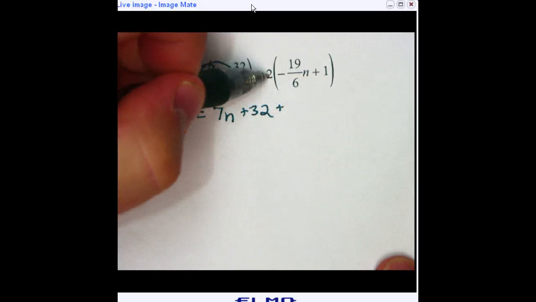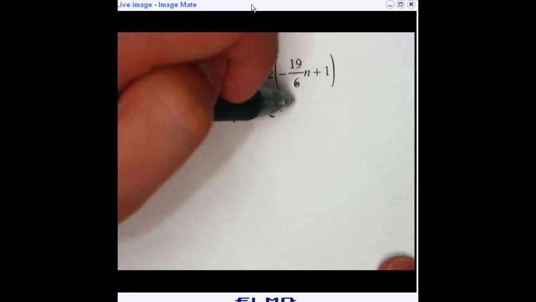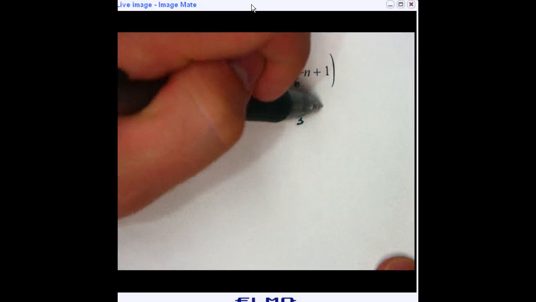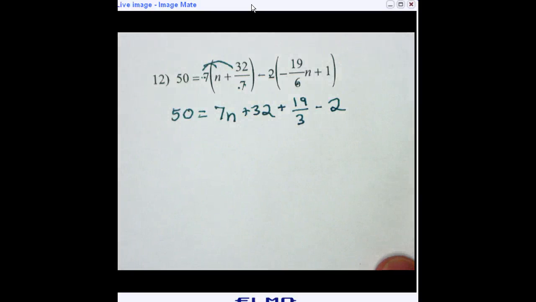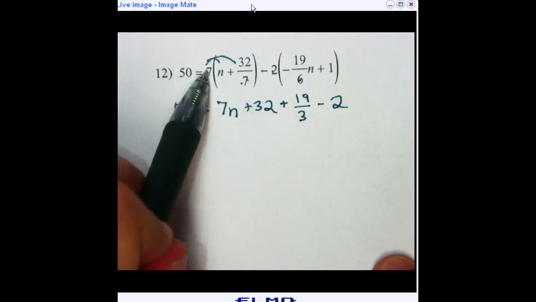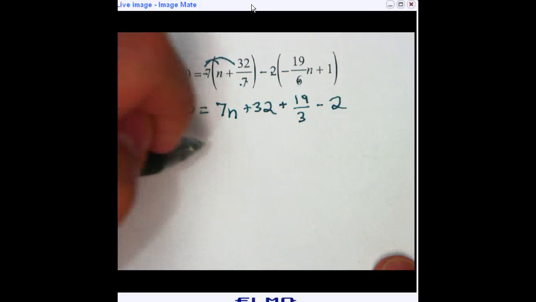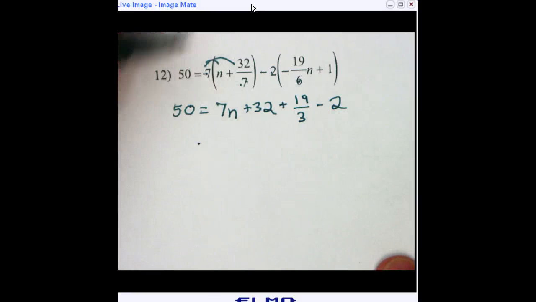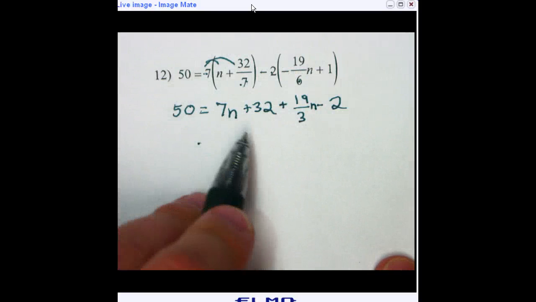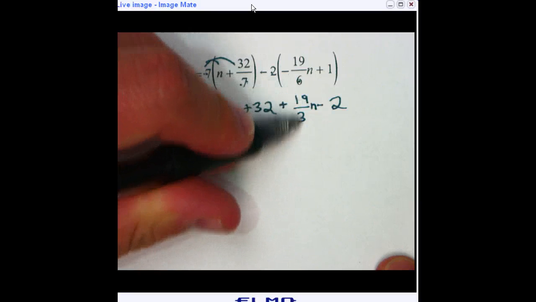Positive. 2 goes into 6 3 times, so that's going to be 19 over 3 minus 2. So even though we had a lot of fractions, that wasn't that difficult because the numbers are compatible. The 7's just canceled, 2 went into 6, and then of course, oh, I forgot the variable n right there. And now we can just combine. Find out what 7 plus 19 over 3 is.